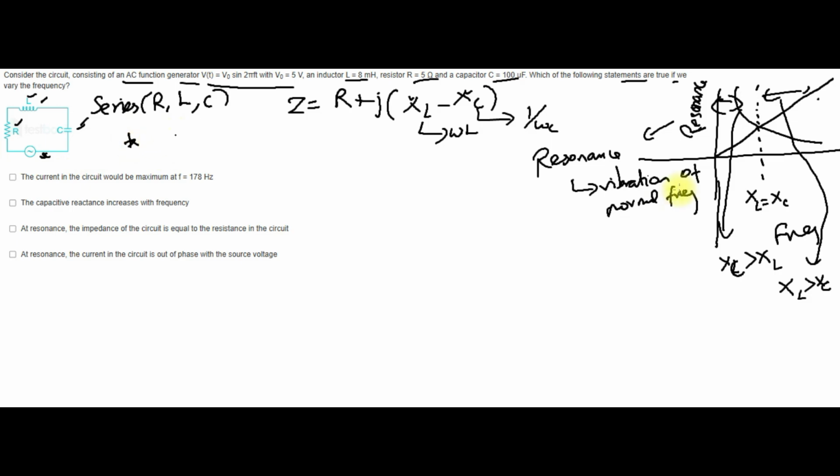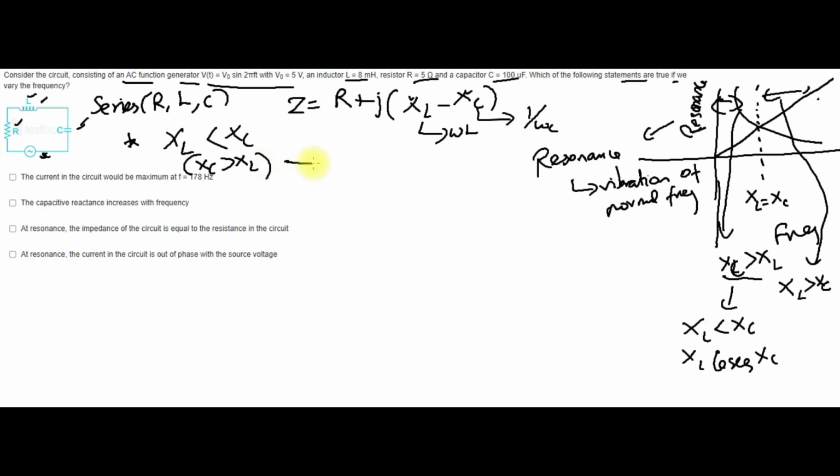So this side, what is it telling? XL is less than XC. Otherwise, you can write XC is greater than XL. Both are the same, is it right? So you can write XL is lesser than XC. That is the point. So what does it mean for the circuit? The circuit is a capacitive circuit. The circuit is a capacitive circuit.